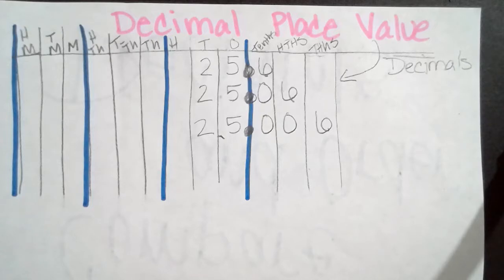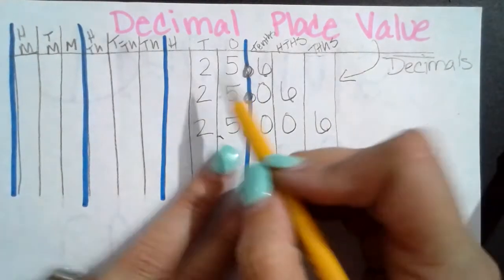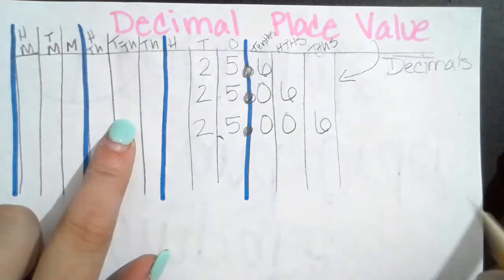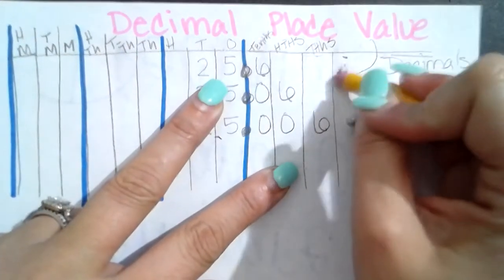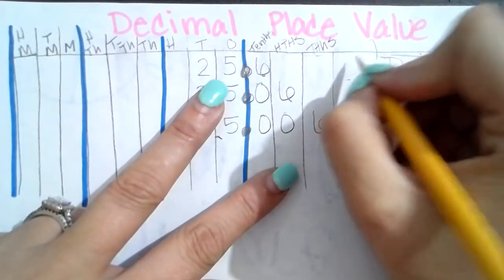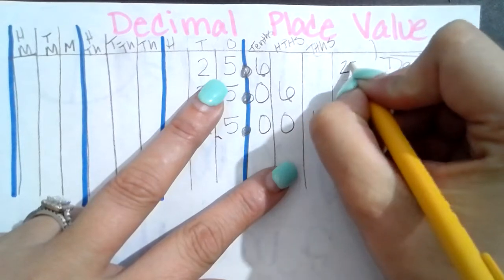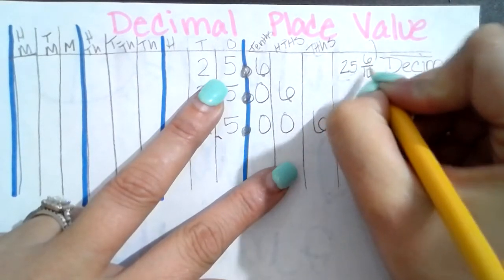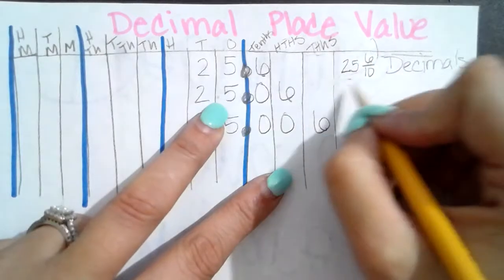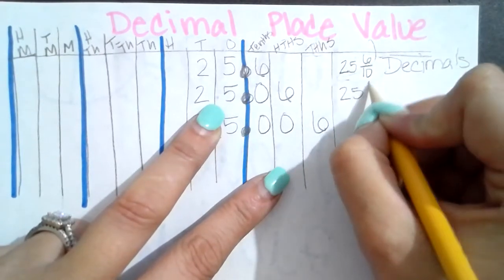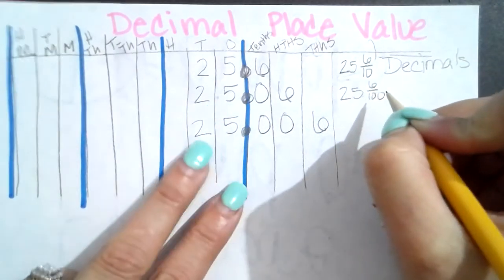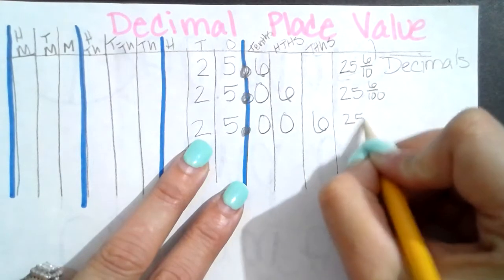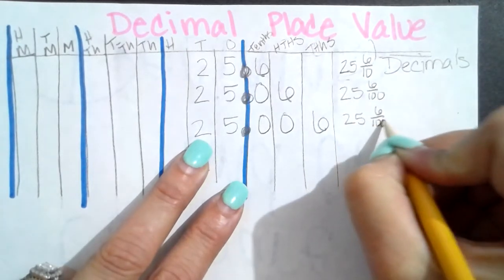Well, understanding that this number right here would be written as a fraction. And I'm going to move my arrow again. I am messing y'all up. This would be written like $25 and 6 tenths, like a fraction. This one would be 25 and 6 hundredths. This would be 25 and 6 thousandths.